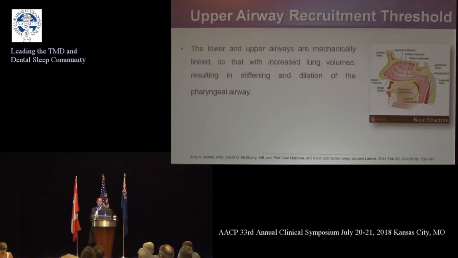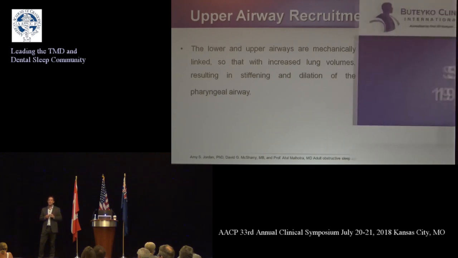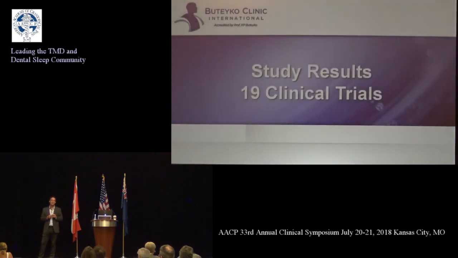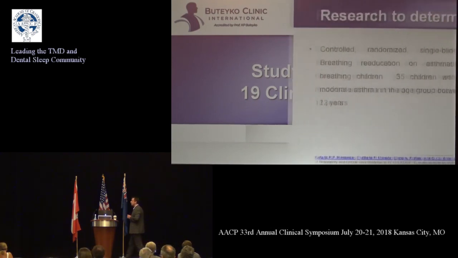And here is where the diaphragm is coming in, and you will find this more and more. This is 2014 in the Lancet. The lower and upper airways are mechanically linked. So with increased lung volumes, it results in stiffening and dilation of the pharyngeal airway. We need diaphragm breathing, but your nose is essential to that. How can you get your patients to breathe through their noses? One strategy that we do use, one you could use, is chin-up strips, or one you could use is lip seal tape. There's different tapes on the market.